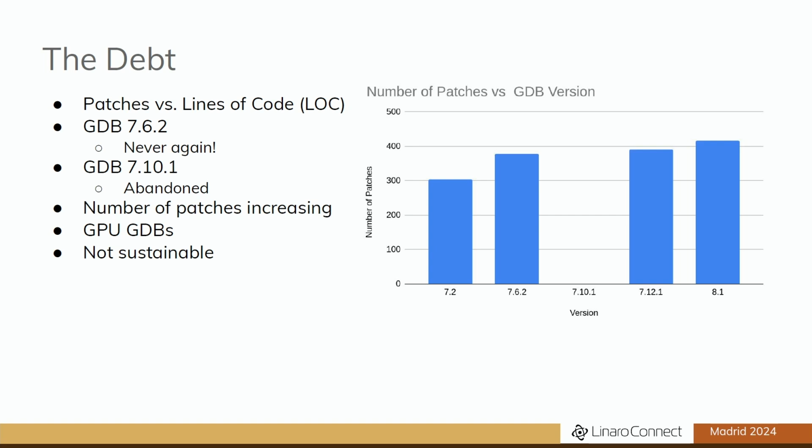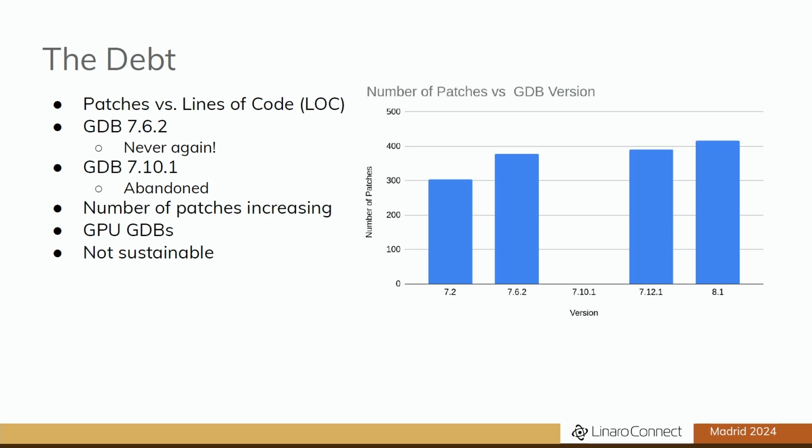It was also reaching the point where we had to abandon rebases because it was taking so long that the next version of GDB had come out before we'd finished rebasing our patches on a particular version. This is what happened with 7.10. We just did not finish. And based on this chart, we can see that this problem wasn't going to get any better without some external force.